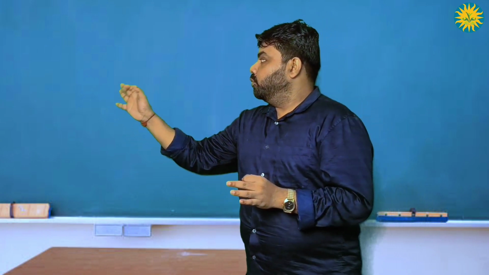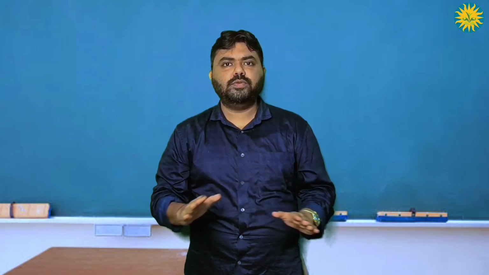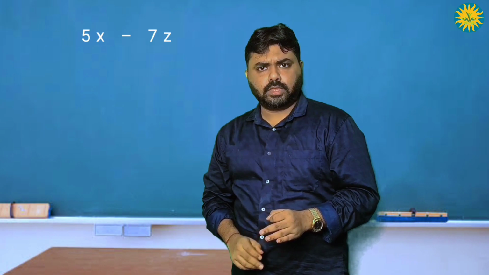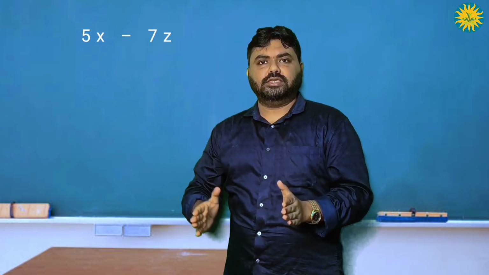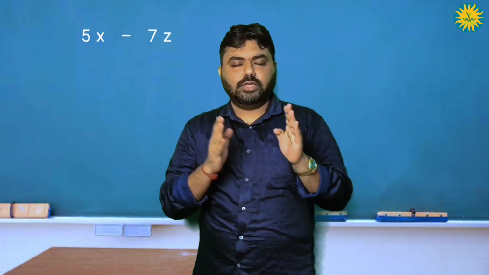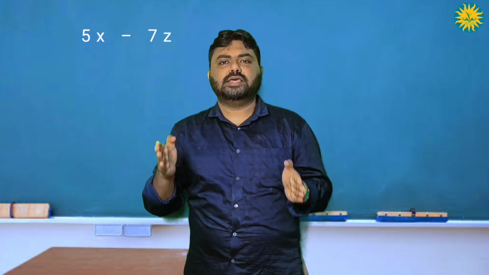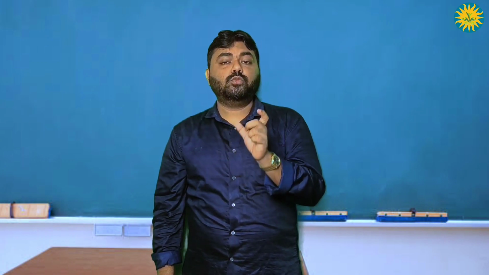That is, we can get the conclusion that like terms can be added or subtracted, but unlike terms cannot be added or subtracted. Suppose we are saying 5x minus 7z. The answer will be 5x minus 7z. It will not change because x and z are totally different alphabets, so we cannot add x with z. They are unlike terms. So first we have to understand what are like terms and what are unlike terms.